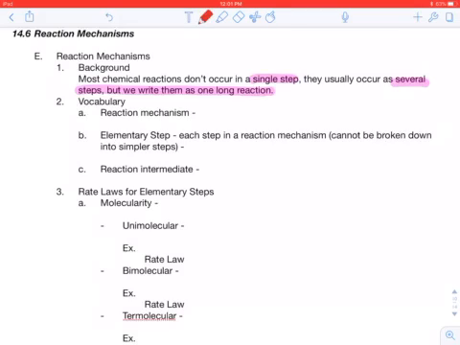A reaction mechanism is basically the steps that occur in a reaction. This is kind of like all the different steps that add up to be one whole reaction. All these steps are called elementary steps, and each step in a reaction mechanism can't be broken down into simpler steps. Thus, the reason it's called elementary is because it cannot be broken down into simpler steps. So this is like one step of a multi-step process.